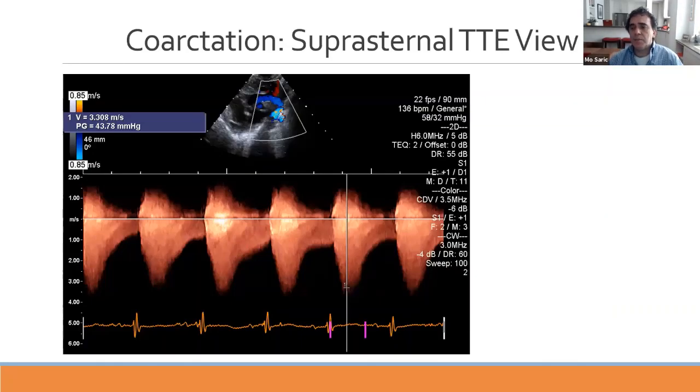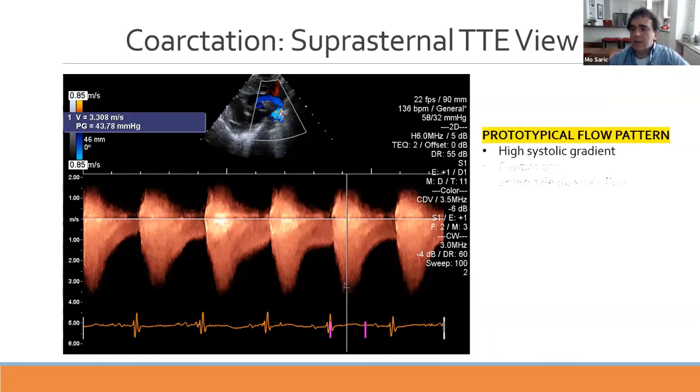This is the spectral Doppler continuous wave across the coarctation, and this is a significant coarctation for two reasons. This is a prototypical flow pattern. There is a high systolic gradient, and there is a continuous antegrade diastolic flow. So this is a high systolic gradient. Here it's about 4 meters, indicative of very significant narrowing at the level of coarctation. And then we have a continuous antegrade flow across the stenotic segment.